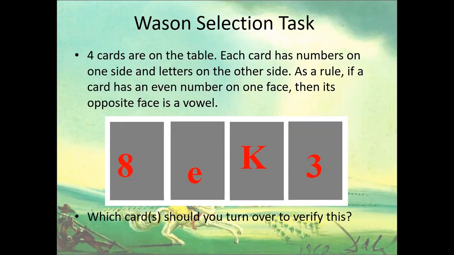This one I'll have to come back to here, this Wason selection task. But we have a little bit of time. Let's do it. We have 4 cards.